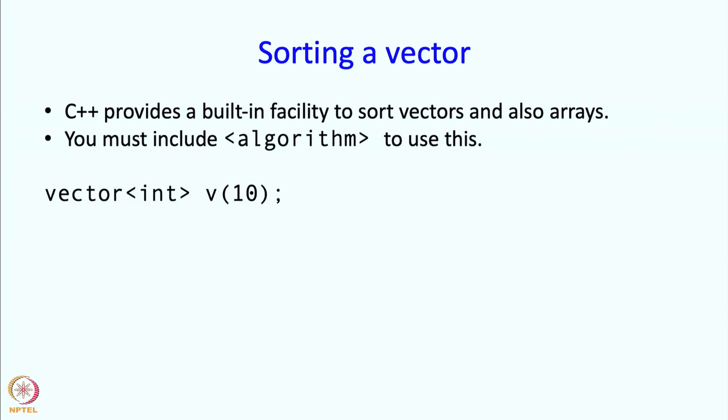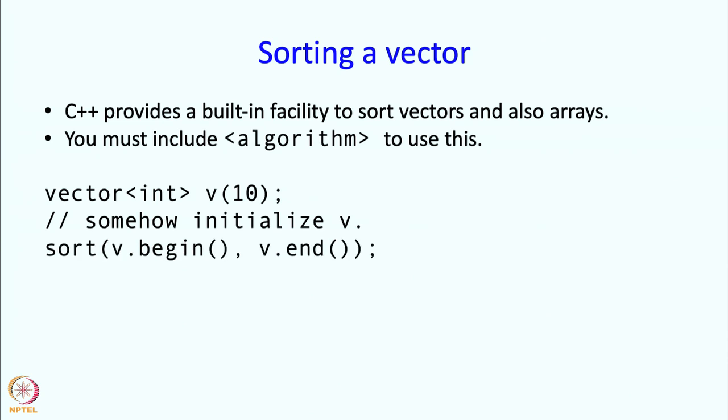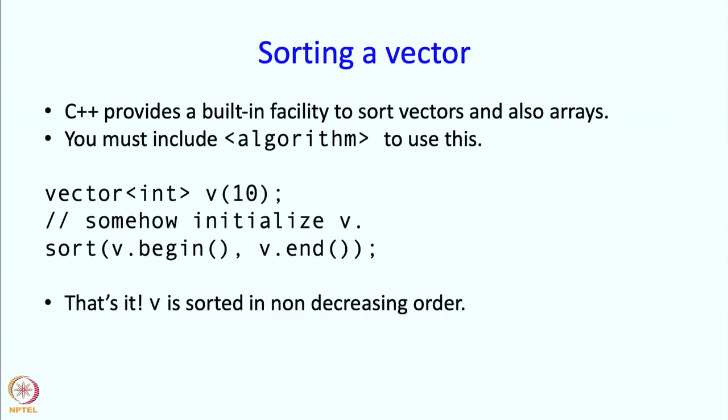Once you do that, suppose you have a vector v of 10 elements. Suppose somehow you put values into this vector. Then you have to sort. If you want to sort, you just write sort v.begin, v.end. That's it. I have not told you what v.begin and v.end are. Think of these right now as mantras, but I'm going to tell you what they mean shortly. This will sort v in non-decreasing order.